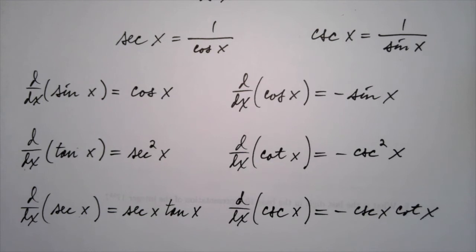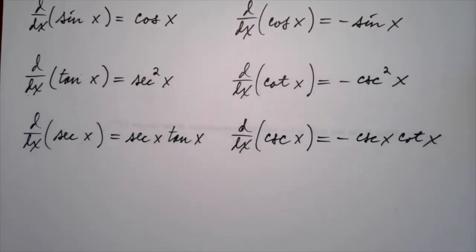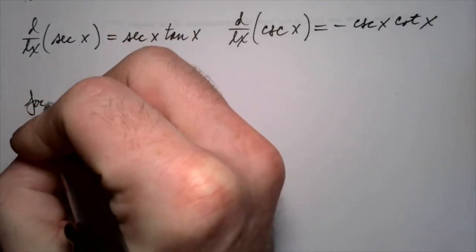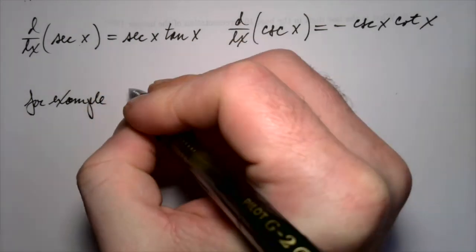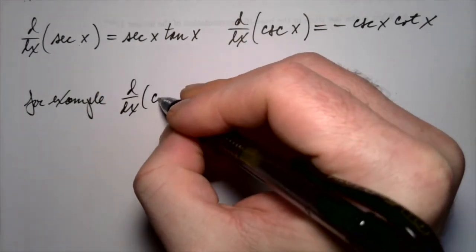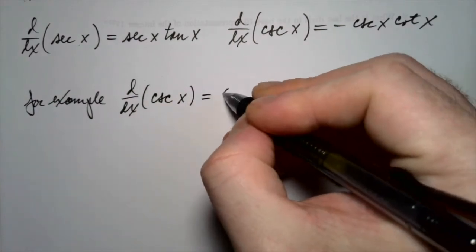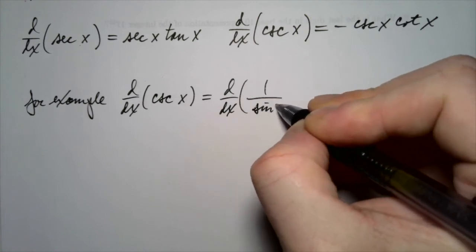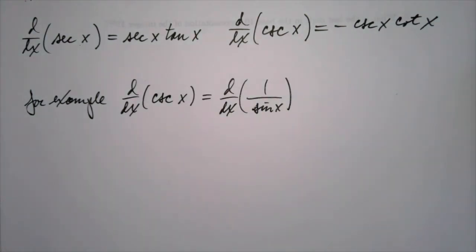So there is a little bit of method to the madness here. There are some patterns. All right, let's do the derivative of cosecant just to give an example of how to derive these from scratch using the quotient rule. So we'll be computing the derivative of cosecant. What's the derivative of cosecant of x? Well, by definition, cosecant is 1 over sine. So to find the derivative of cosecant, I just need to apply the quotient rule to 1 over sine.